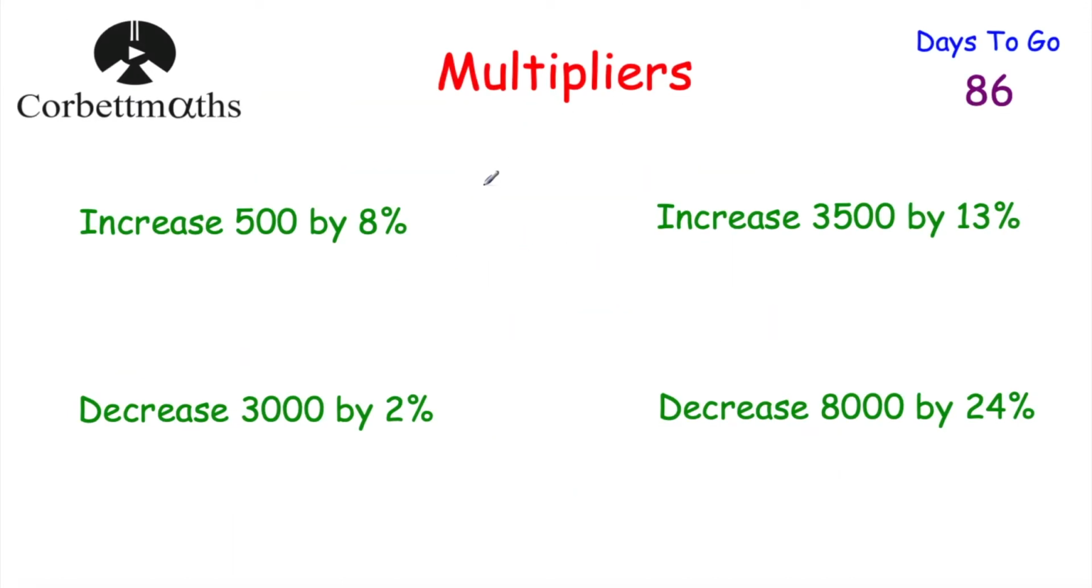Now, whenever you've worked out percentages of an amount, and we've looked at how to increase and decrease things using percentages, you may have encountered a topic called multipliers. And what I'm going to do is make sure that you remember those now. So here's some questions on multipliers. We're going to increase £500 by 8%. We're going to increase 3,500 by 13%. We're going to decrease 3,000 by 2%. And we're going to decrease 8,000 by 24%.